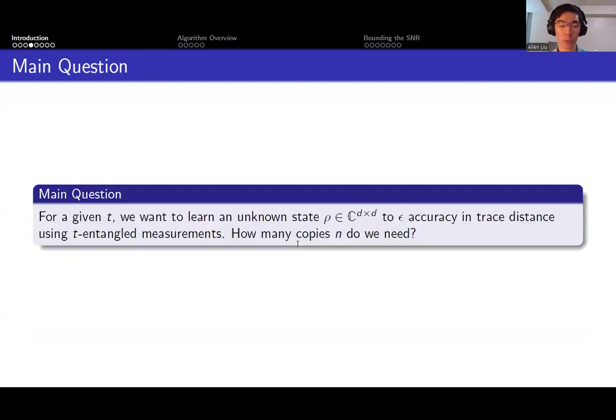Now, the main question we'll seek to address in this talk is, for a given t, we want to learn an unknown quantum state rho to epsilon accuracy in trace distance. How many copies n do we need? I think this is a nice question because we have a very limited understanding of the relationship between the two basic resources of fresh copies and quantum entanglement. And I think this is an important consideration as we gradually scale up our quantum devices.